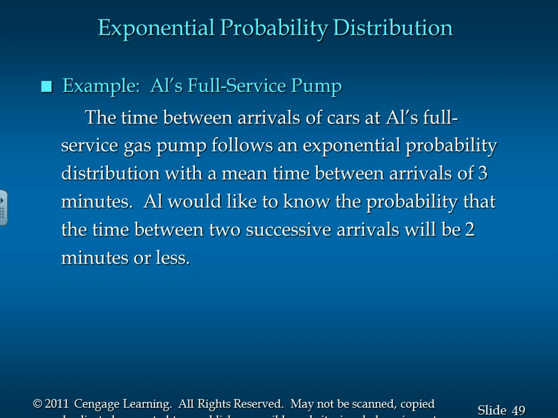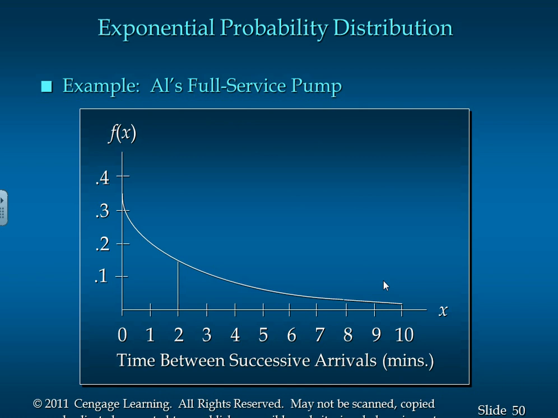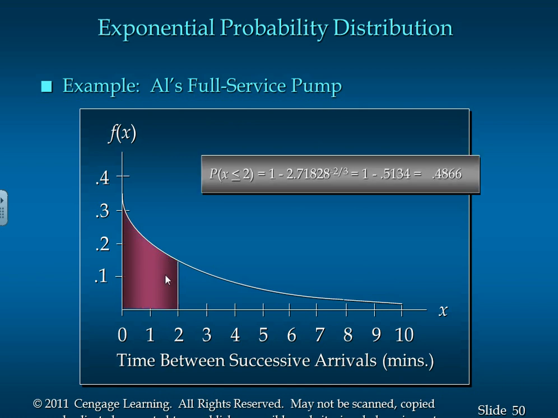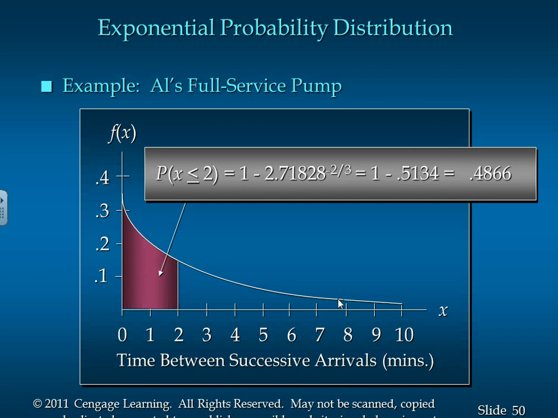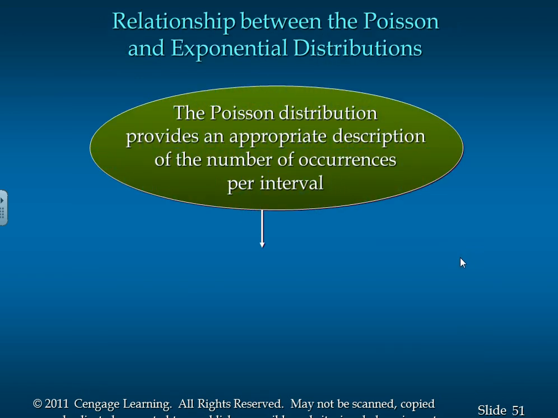The time between arrivals of cars that fill up at the gas station, 3 minutes. What's the probability that it'll be less than 2? So the probability of more time going away is going to be whatever it is. I end up finding the area under that curve by using my equation. And then, I guess I'm done.